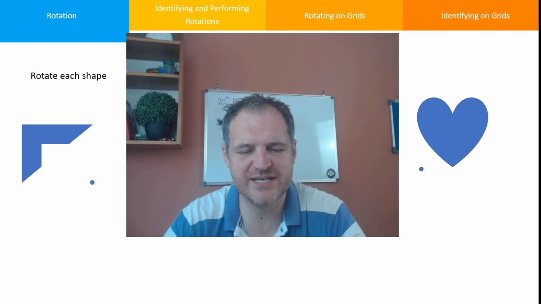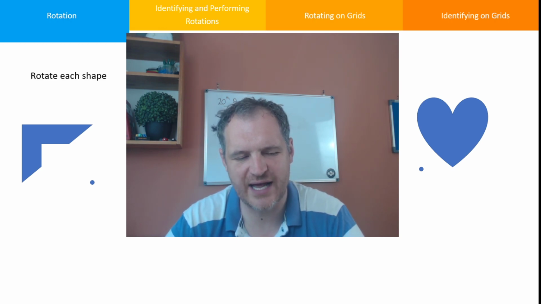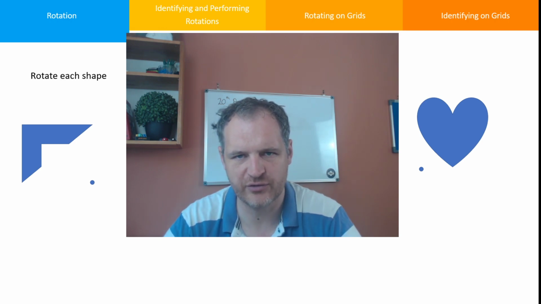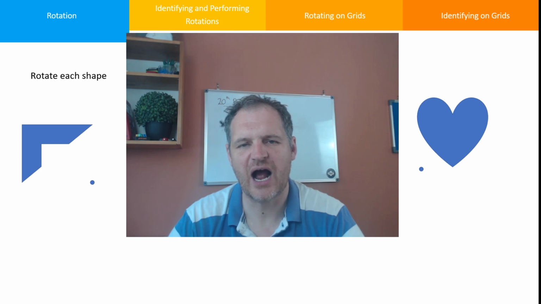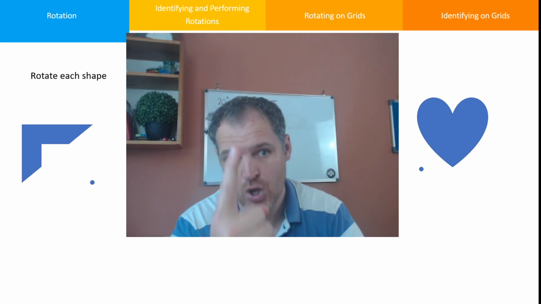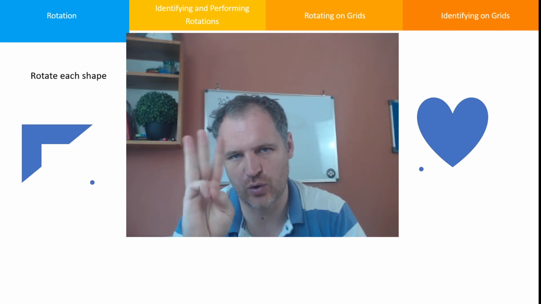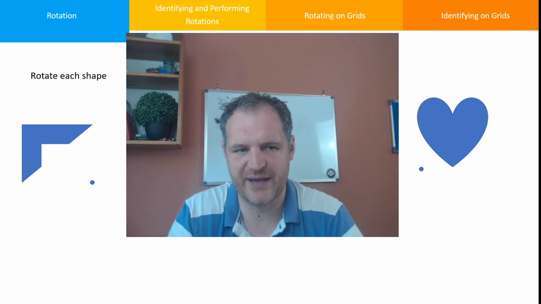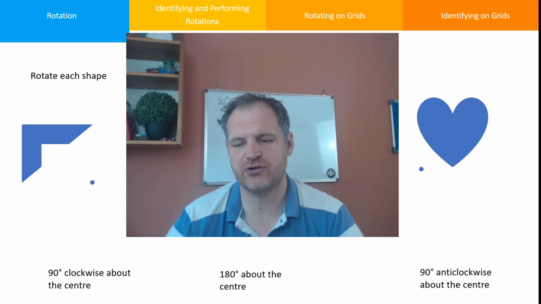Surely that's enough, right? Let's have a look. Rotate each shape. We need some information. Wait a minute. If we don't at any point say when to stop, these shapes are just going to rotate around those points. They aren't going to stop. Therefore, we need a 4th bit of information. We need the word rotate. We need a centre, called the centre of rotation. We need a direction, clockwise or anti-clockwise. We also need a 4th bit. How far? 90 degrees clockwise, 180 degrees, and 90 degrees anti-clockwise.